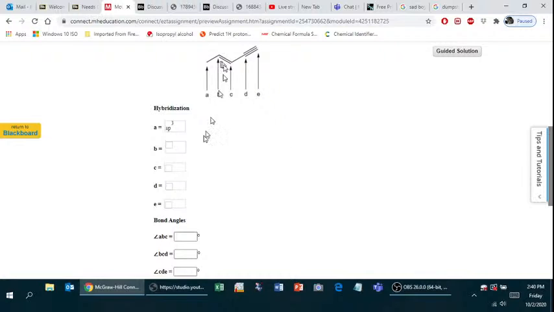Now for A, B, C, okay, I see where it's asking for the bond angles. For atoms A, B, and C, since that's an sp2 hybridized carbon, that's going to be 120 degrees. Same thing for B, C, D. And then C, D, E, if we have an sp hybridized carbon, it's 180 degrees.